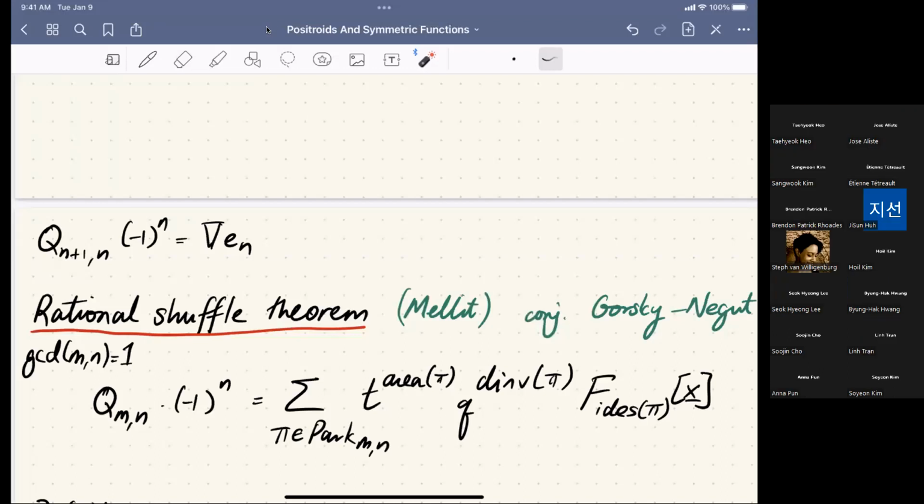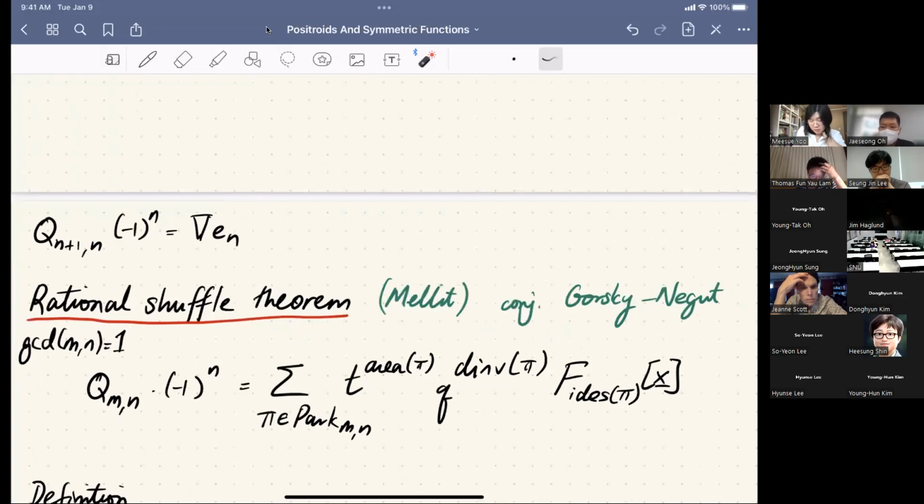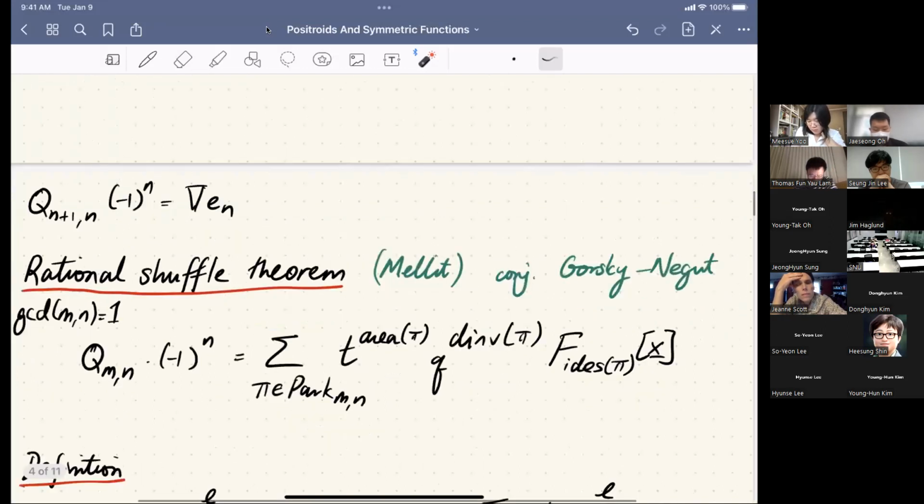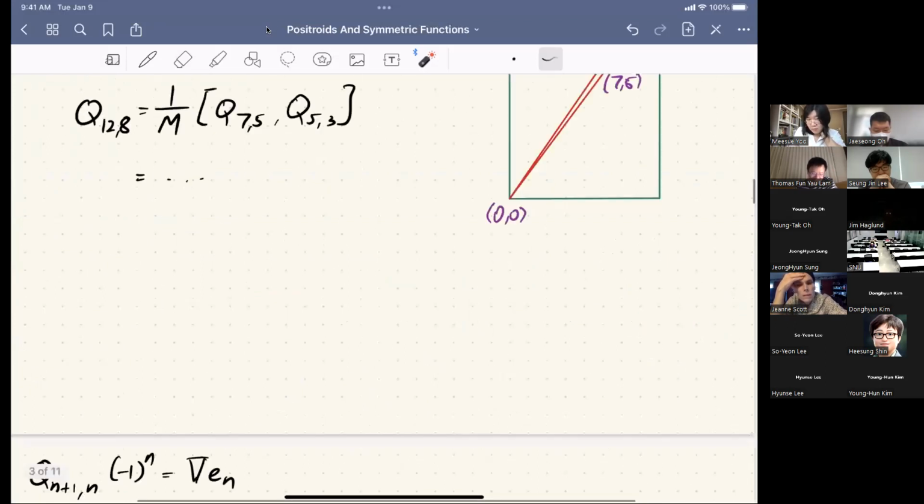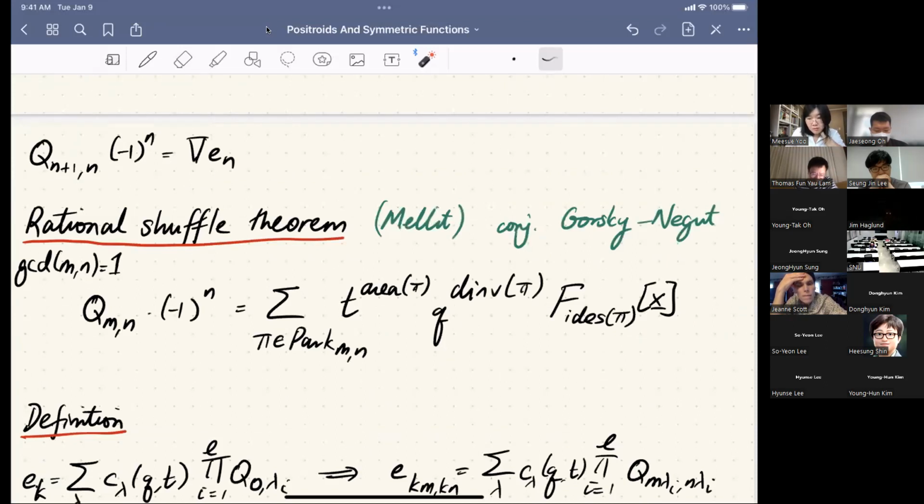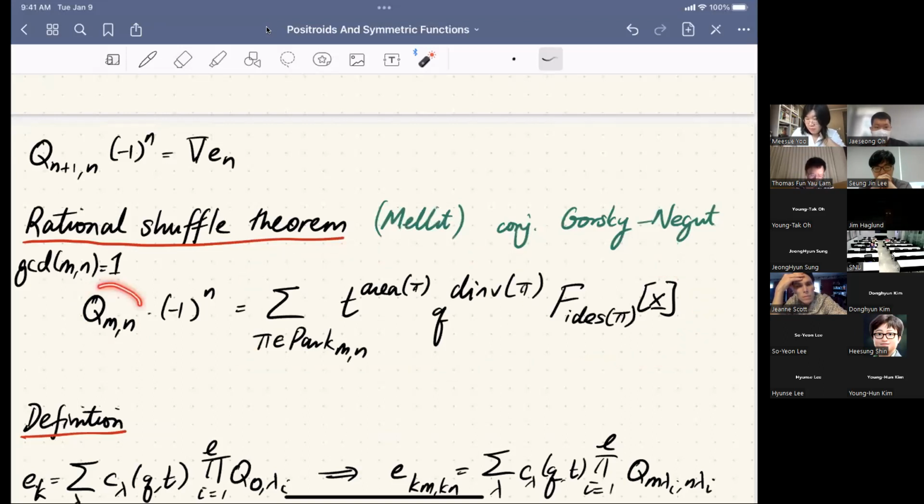And I think the audience knows about the shuffle theorems and shuffle conjectures very well, probably better than myself. The rational shuffle theorem is a formula basically of these operators acting on plus or minus 1. So there's some sign convention here. If you take Q sub m,n, where m and n are relatively prime, then there's some formula for the symmetric function you get when you take this operator and act on 1.